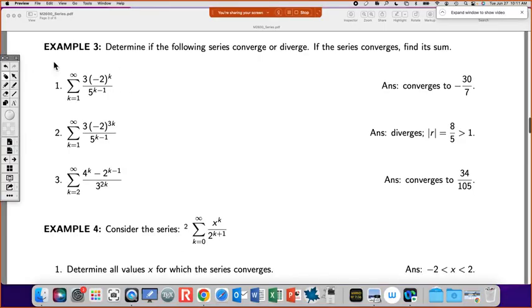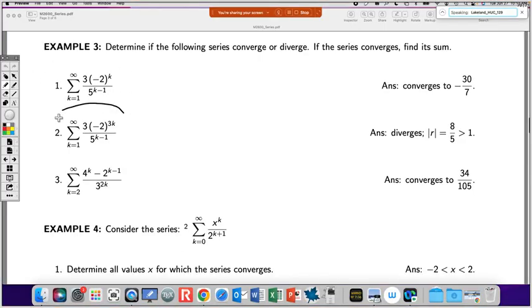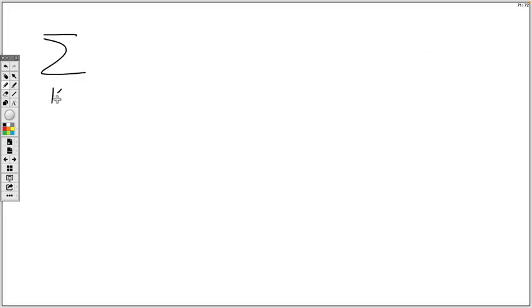Let's look at number 2. Number 2 is ever so slightly different than number 1. What's the only difference here syntactically? We've got the sum going in the same place. We got a 3, we got a negative 2, we got a 5. The exponent here, instead of being k, is what? 3k. Let's take a look at this one.